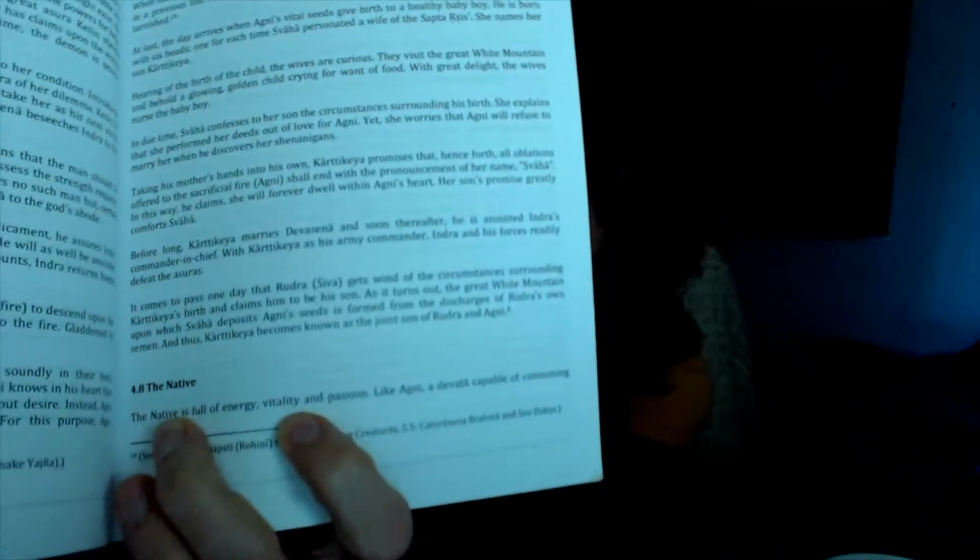So here we have the Krittika Native. The Krittika Native is full of energy, vitality, and passion. Like Agni, a devata capable of consuming continuous streams of oblations, this person has a large appetite for life. Beware, such drives and ambition greatly increase the native's chance of physical or mental burnout, as we already read from Vic Dicara. The shukram, which is required of this nakshatra, which produces the jyotir of radiant energy, needs to be balanced, needs to be maintained, the fuel, so you don't burn yourself out.